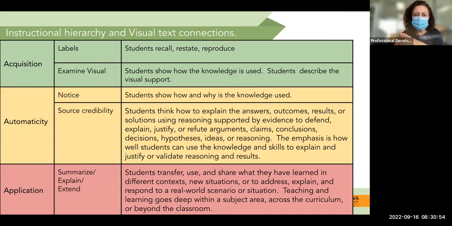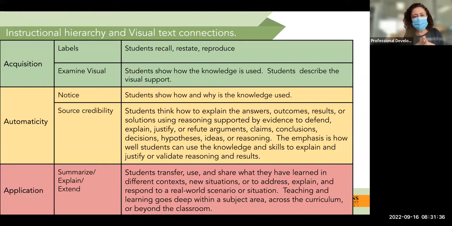In the automaticity stage, basically your students are going to show you how and why the knowledge is used. So students are going to think of how to explain the answer, outcome, result, or solution using reasoning supported by evidence. And by using reasoning supported by evidence to defend what they have, it also helps them make more sense of what they're saying, and also use the tools that they have seen previously in perhaps another chapter in your class. The emphasis here is how well students can use the knowledge and the skills in order to explain or justify or validate their reasoning.